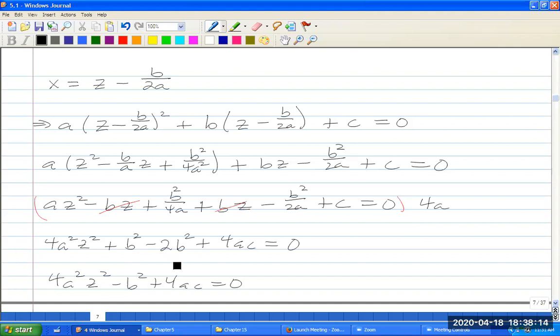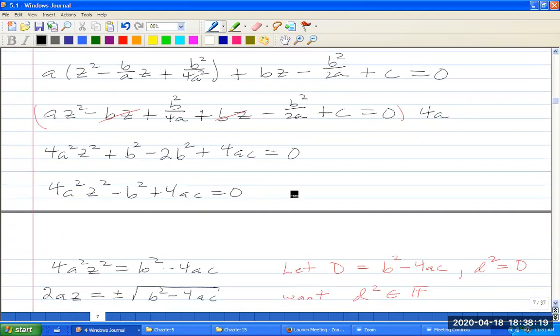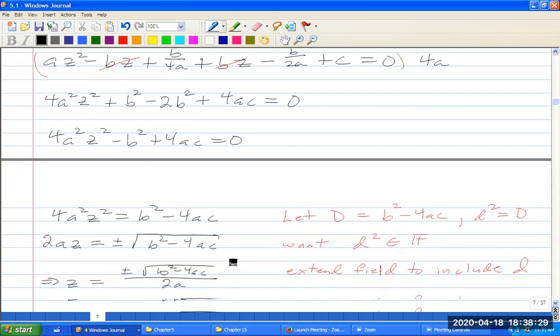B squared minus 2b squared is minus 1b squared. Bring b squared minus 4ac to the other side of my equation. So by the square root property, I have that 2az is equal to plus or minus the square root of b squared minus 4ac. Divide both sides of the equation by 2a. So z is equal to plus or minus the square root of b squared minus 4ac all over 2a.